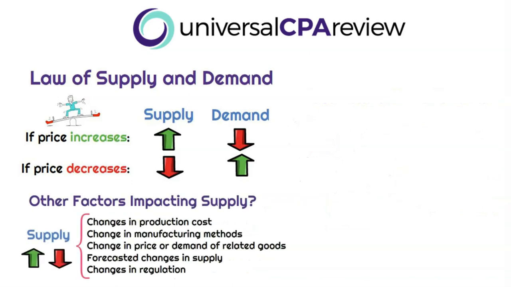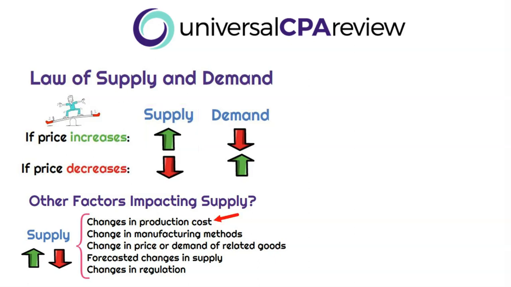So we've talked about factors that impact demand. Now let's talk about the factors that can impact supply. Aside from price, because price does impact supply, whatever price the suppliers think they can get in the market is going to impact how much supply they want to create. But there are other factors that also impact supply.